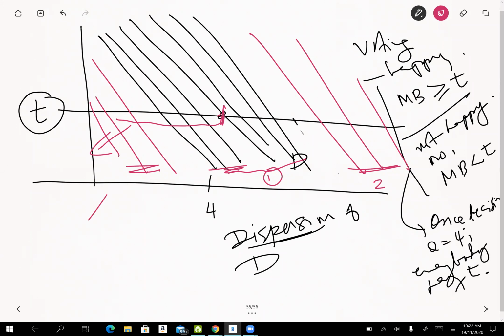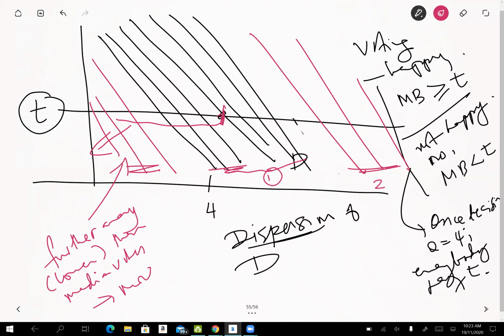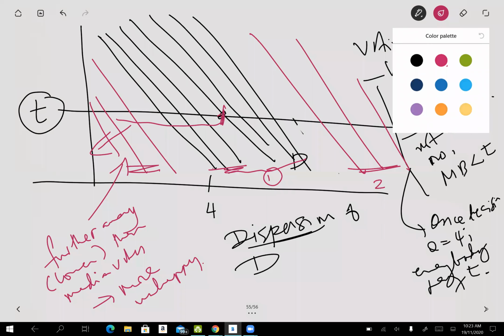So for those people whose demand functions are further away, we're not looking at the happy people. We're looking at the people who are not happy. Further away means lower than the median voter, and they'll be more unhappy. That's dispersion.